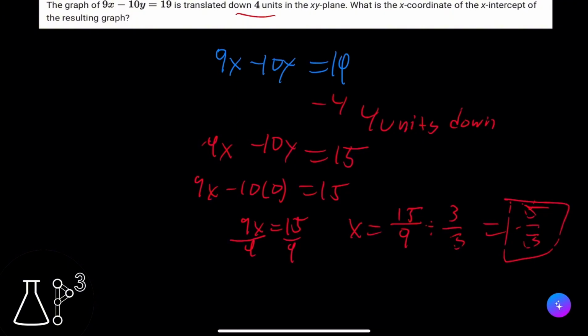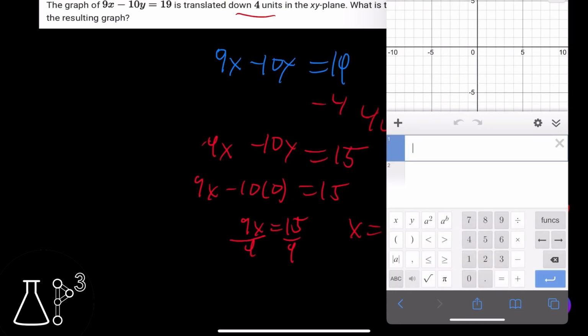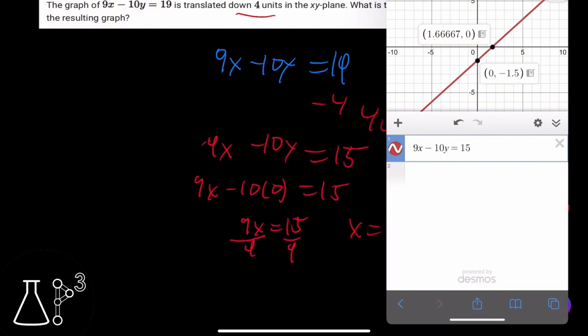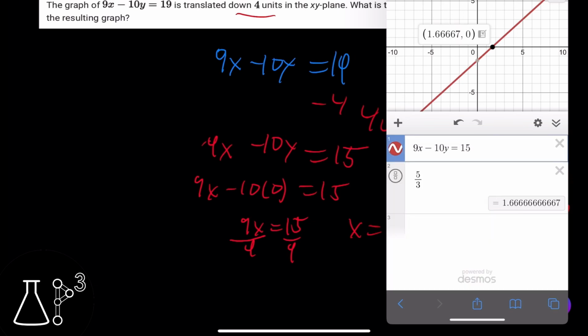But let me fact check that really quickly, just to make sure. So let me get Desmos and refresh it. I'm going to enter 9x minus 10y equals 15. And so I can see I get negative 1.5 and a negative 1.66667. And if I do 5 divided by 3, I'm going to get 1.6666 and then 7. And my x-intercept here is 1.6667. Therefore, my answer for x is 5 divided by 3.